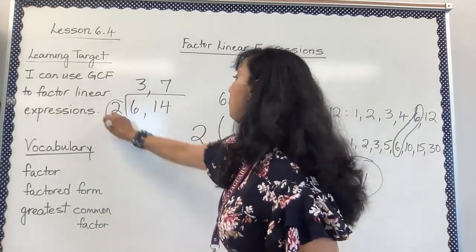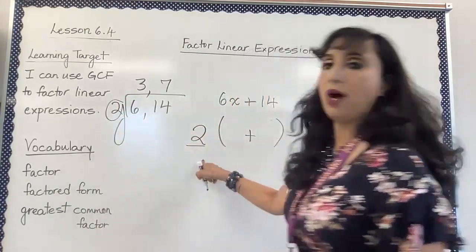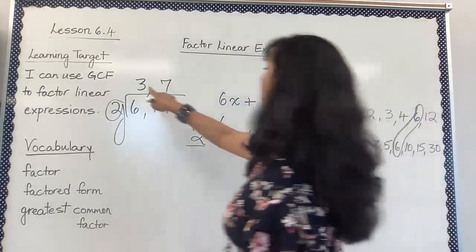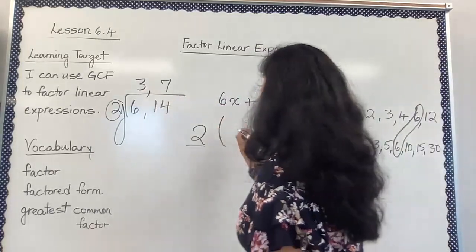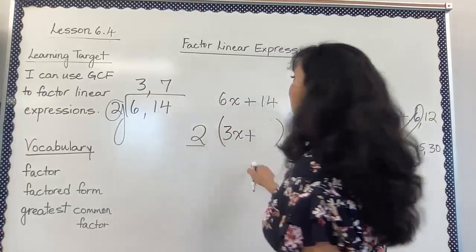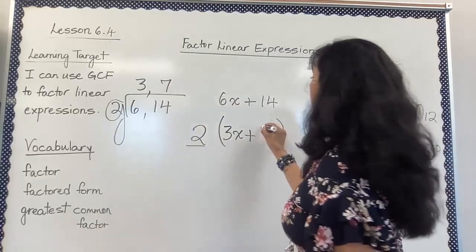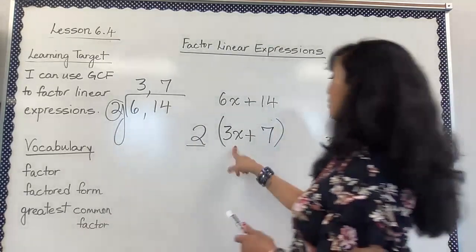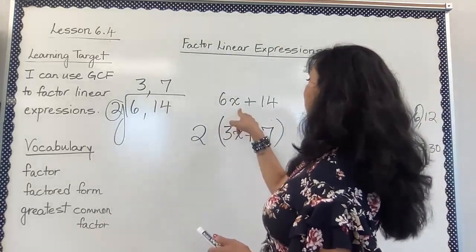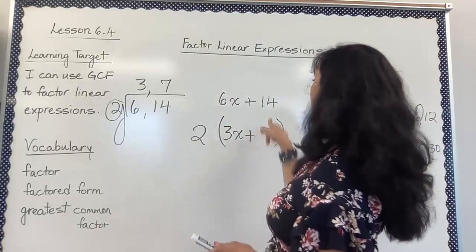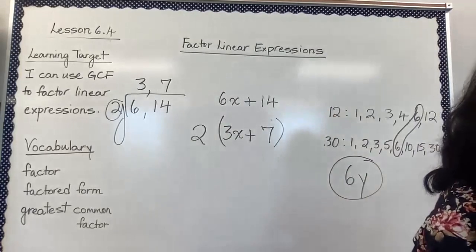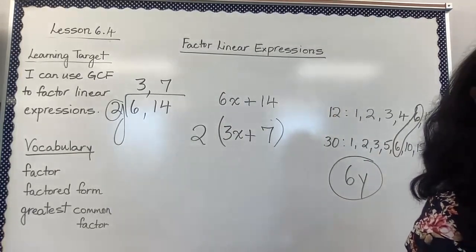Okay, the GCF. This GCF is going to go outside. And then I can see how many of this do I have? I have 3 x's and I have my constant of 7. So 2 times 3 gives me 6x plus 2 times 7 gives me 14. So this is how we factor out these numbers.